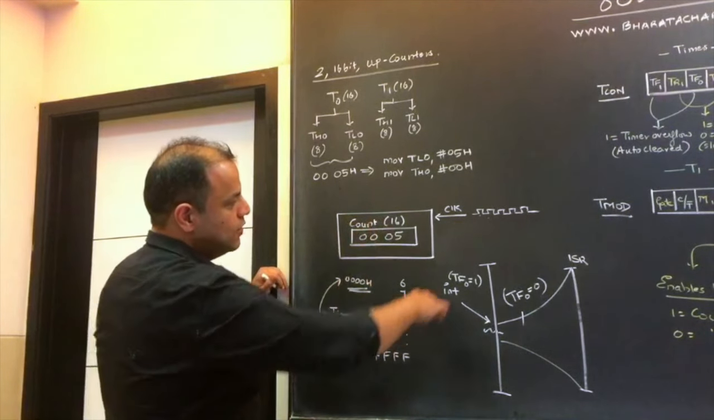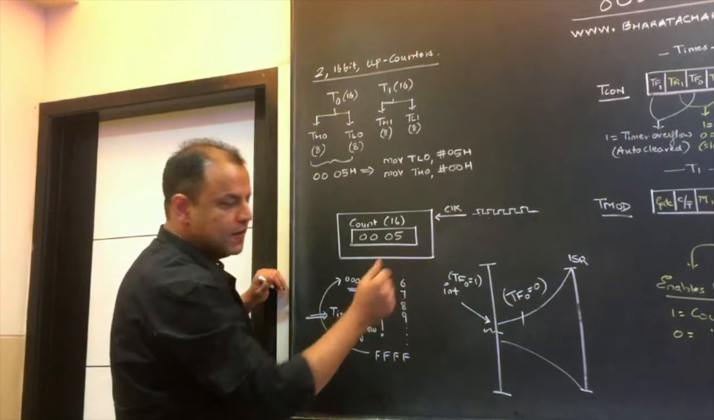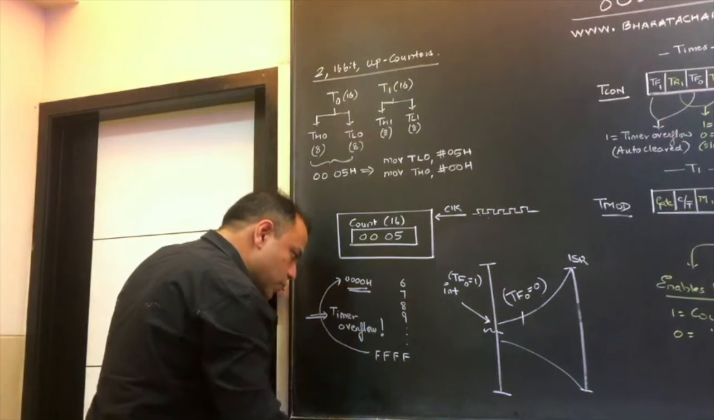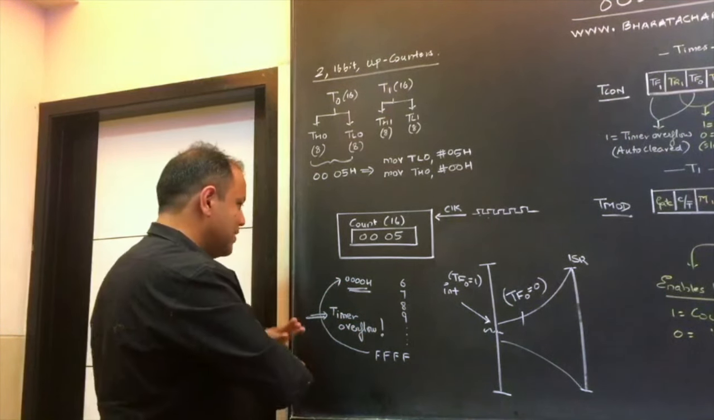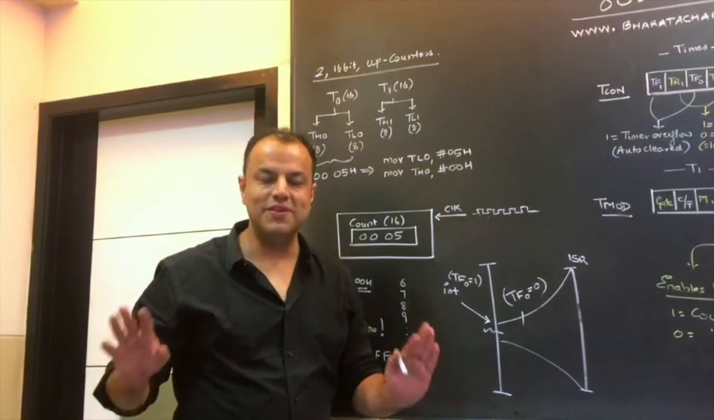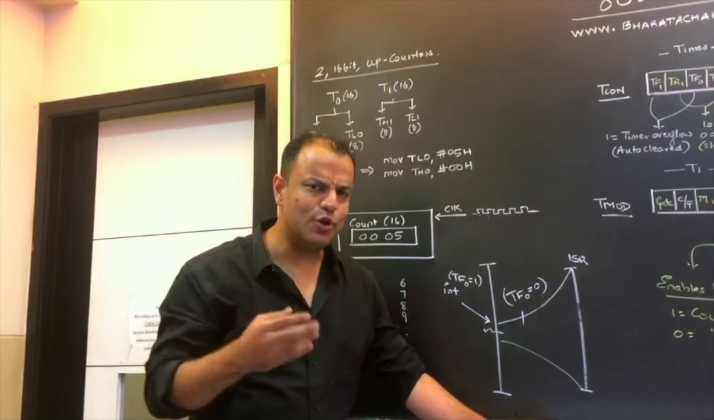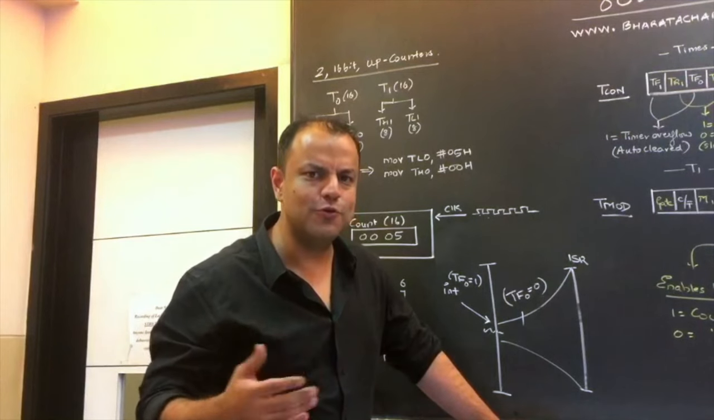I have given a count, I apply clock pulses. On every clock pulse, it will increment. When it reaches 0000, that is called timer overflow. That means your delay is over. The timer has done its job. Who was free during this whole delay?